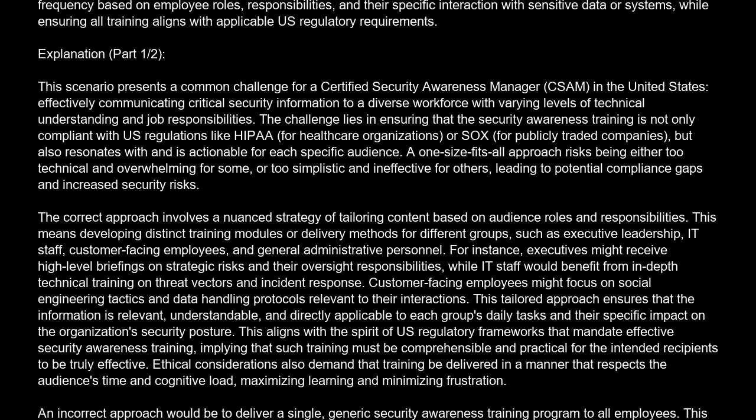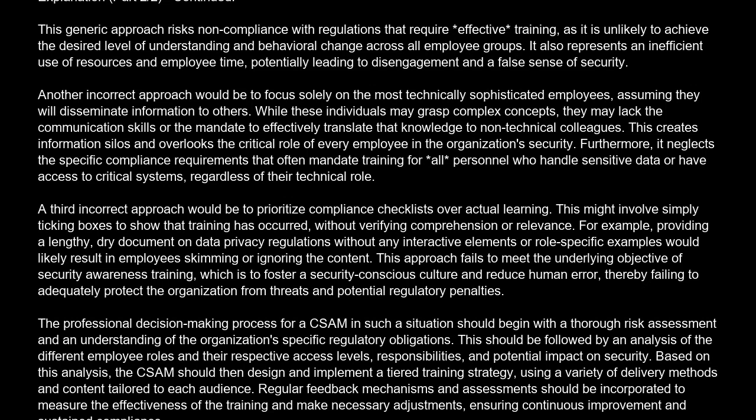An incorrect approach would be to deliver a single, generic security awareness training program to all employees. This fails to acknowledge the diverse needs and understanding levels within the organization. For example, a highly technical training session on advanced phishing techniques would likely be lost on administrative staff, while a basic overview of password security might be insufficient for IT professionals responsible for network infrastructure. This generic approach risks noncompliance with regulations that require effective training, as it is unlikely to achieve the desired level of understanding and behavioral change across all employee groups.